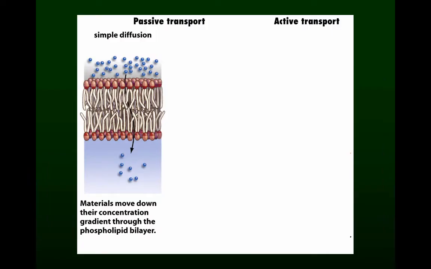So to summarize so far, we've looked at simple diffusion, where particles go across the membrane without any help whatsoever, no protein help at all. They're going right through the phospholipid bilayer. Of course, they're going with the concentration gradient, and these particles are the ones that are hydrophobic because they have to travel across that mostly hydrophobic interior part of that membrane.